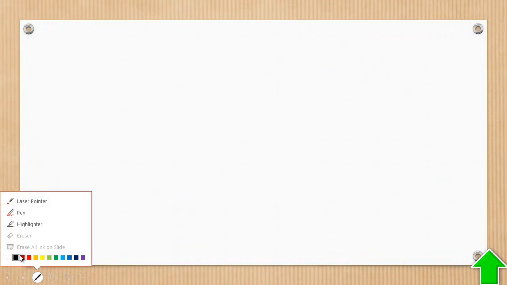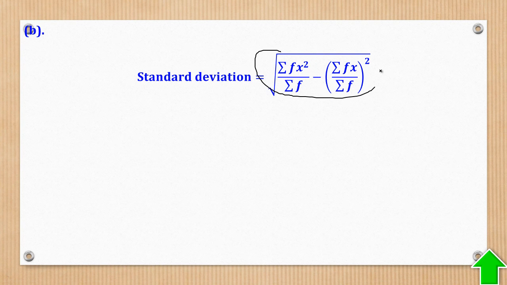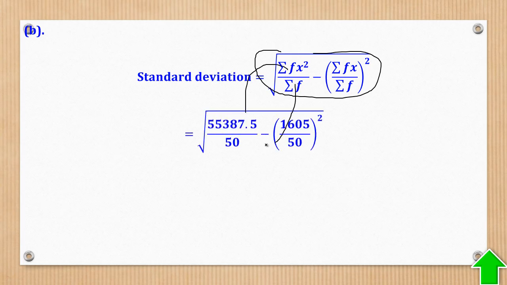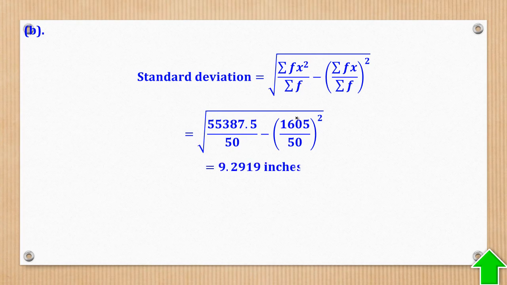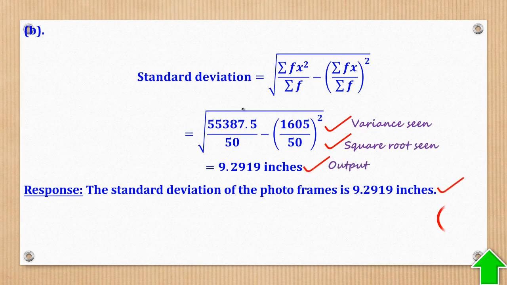in an examination. So one, we need to quote the correct formula for standard deviation. Then we shall substitute summation fx squared over summation f, minus summation fx over summation f, but the whole of this is squared. Then use a calculator to get the standard deviation. So that's how we could get a total score of 20 in item 2.